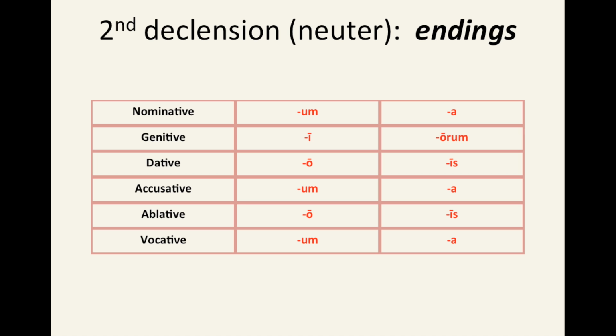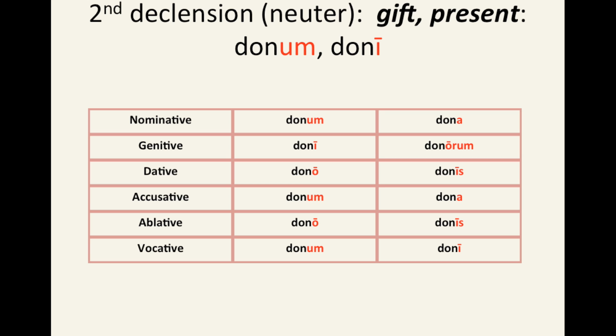Right, so now let's move on to neuter nouns. These are the neuter endings. Notice that the nominative, accusative and vocative endings are identical. Also, the singular is um and the plural is a. So let's try an example. Donum, a gift or a present. So in the singular we have donum, doni, dono, donum, dono, donum. In the plural we have dona, donorum, donis, dona, donis, dona.